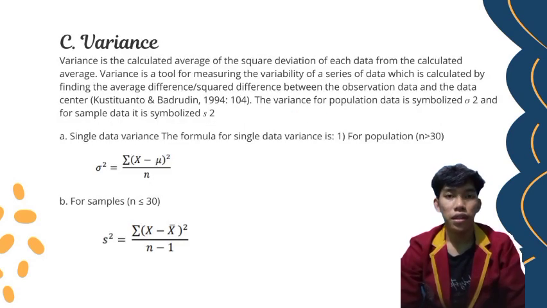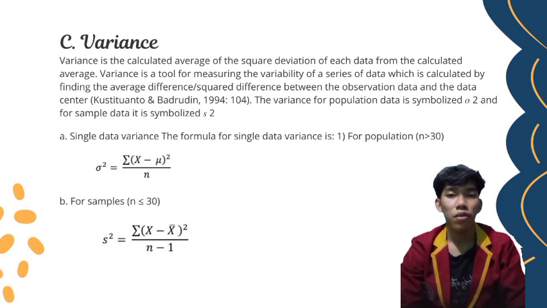D. Variance. Variance is the calculated average of the squared deviation of each data from the calculated average. Variance is a measure of the variability of a series of data, which is calculated by finding the average squared deviation between the observation data and the data center. The variance for population data is symbolized σ² and for sample data is symbolized S².